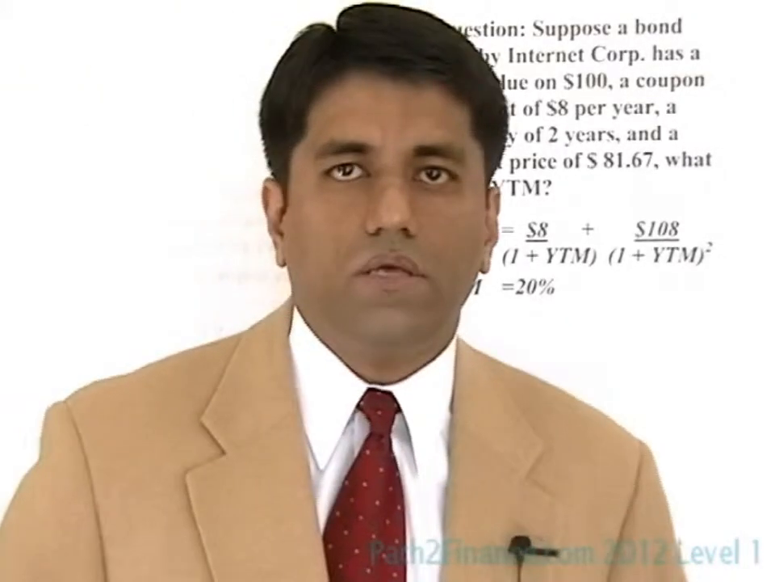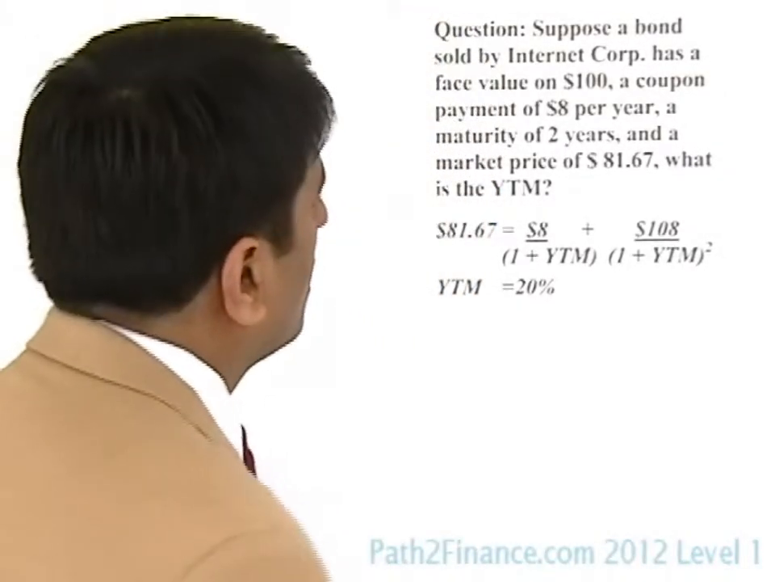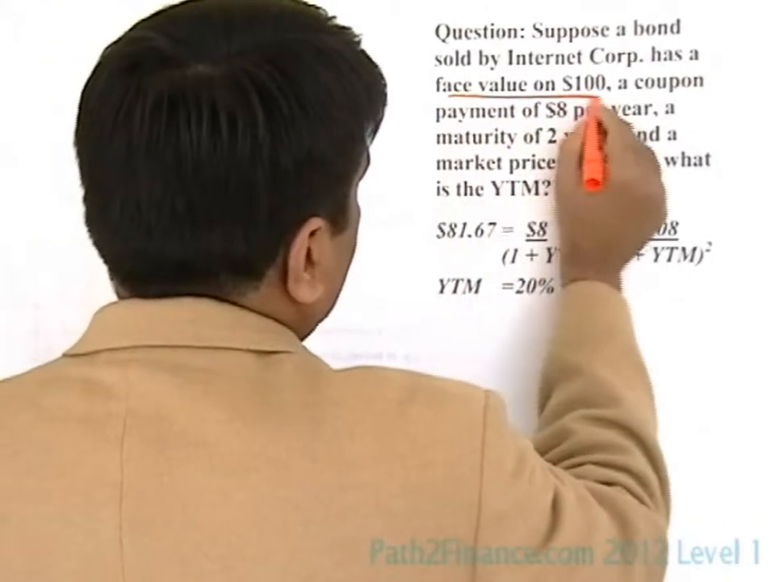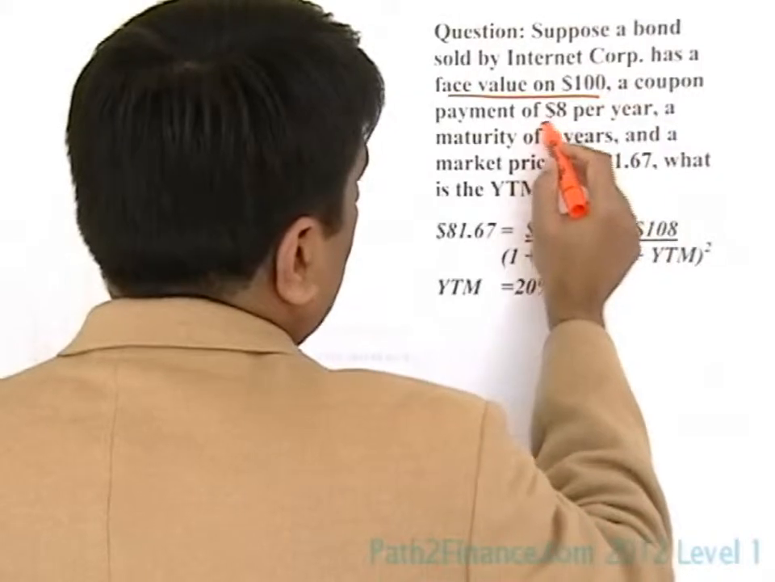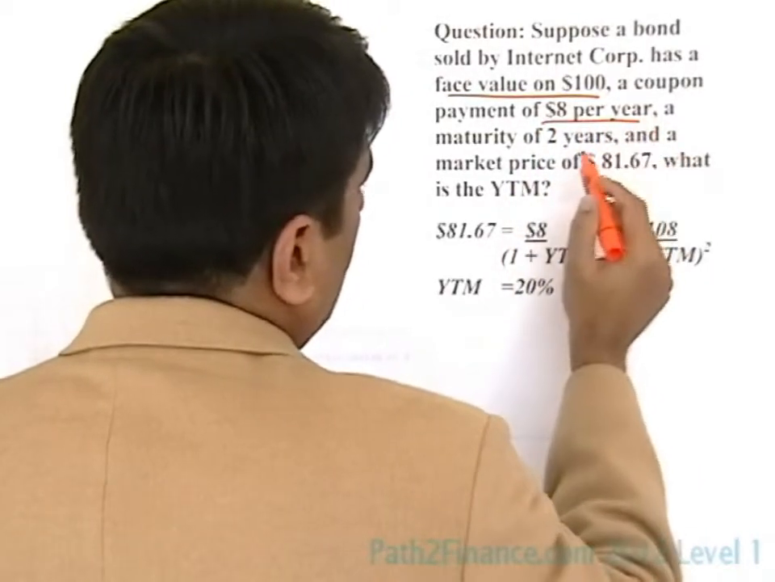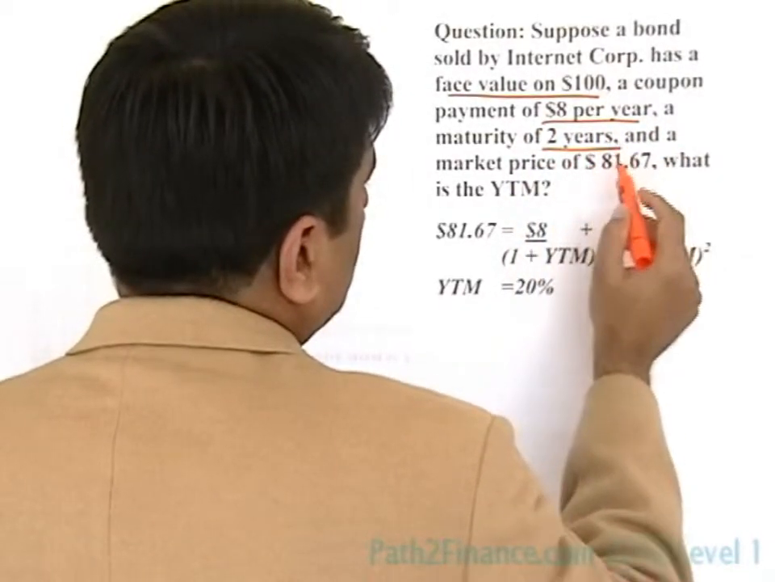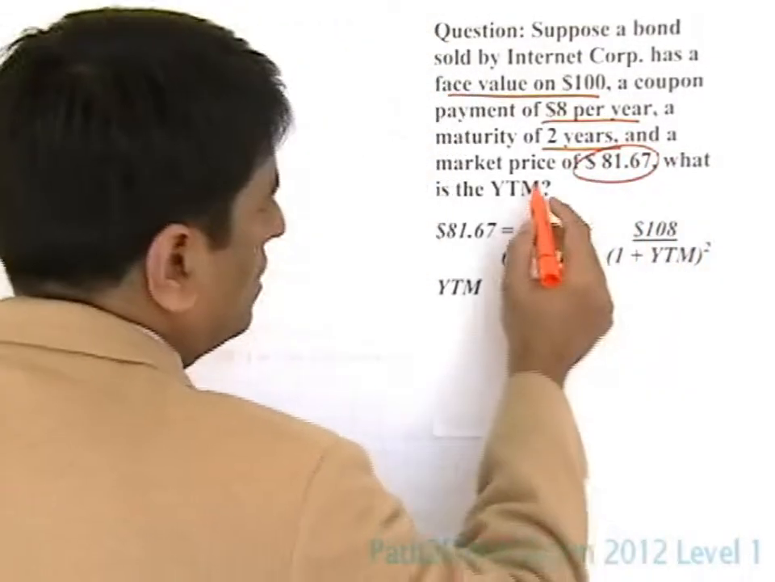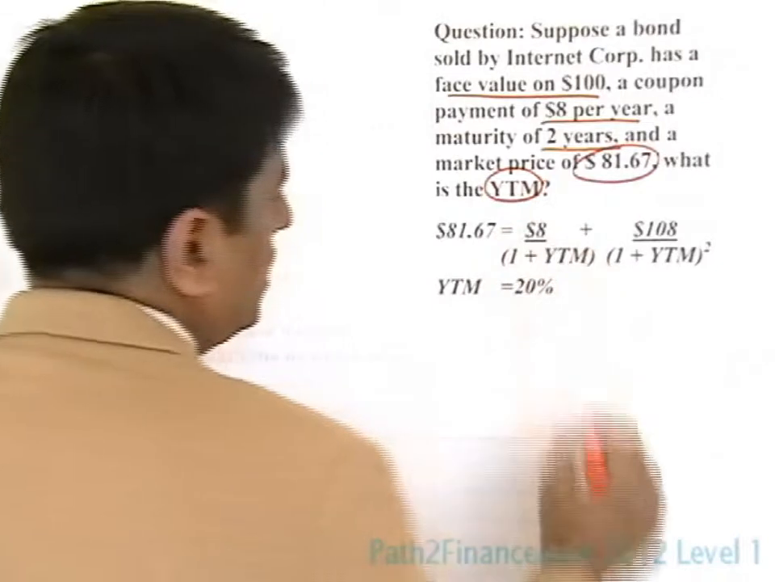Here is a question for the price of a bond. We have this firm with a bond with face value $100, coupon payment of $8 every year, maturity 2 years, and the market price is 81.67. The question is, what is the yield to maturity?